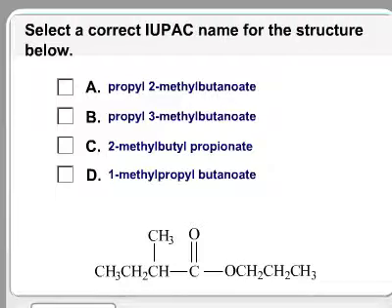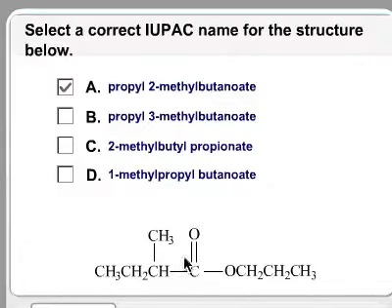Ketone? That oxygen there makes it not a ketone. This is another ester. So start here on the oxygen side. Propyl. 1, 2, 3, 4. And on the carboxylic acid part, I've got 2-methyl. So it's going to be propyl 2-methyl butanoate.